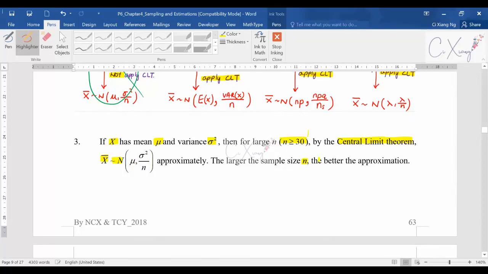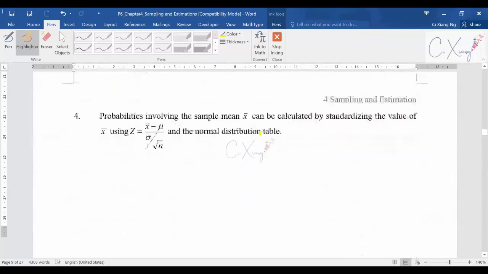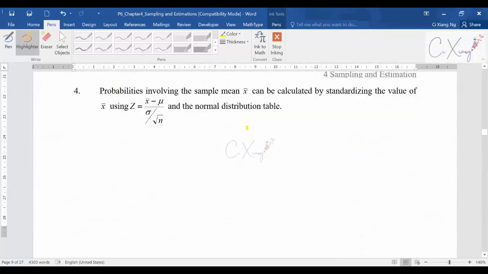If your n is larger, then the approximation will be better. That means if the sample size is large, then when you calculate the probability for the sample mean, it will be more accurate, because it acts more like a normal distribution. Again, when you want to calculate any probability involving the sample mean, you still need to standardize the sample mean.